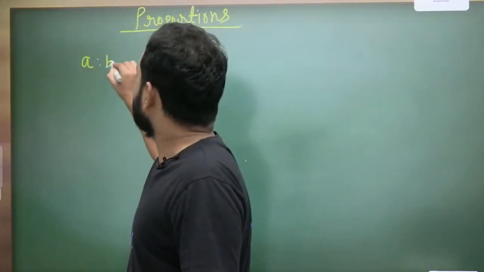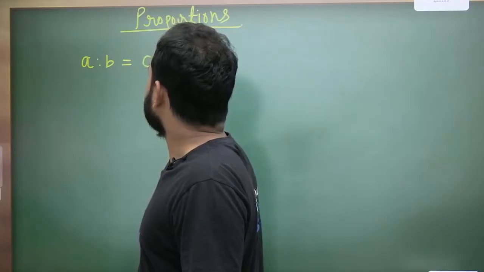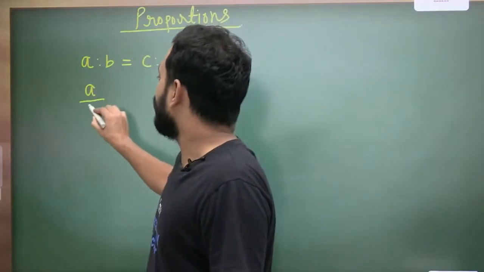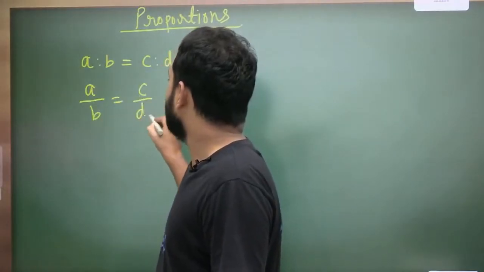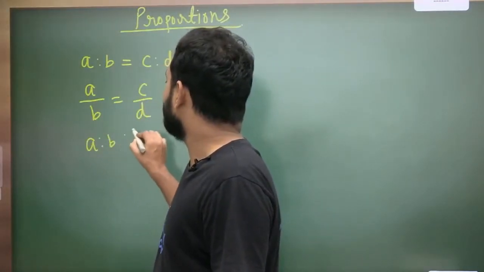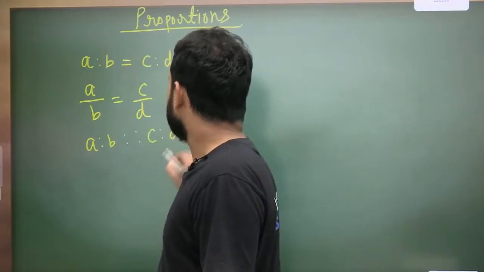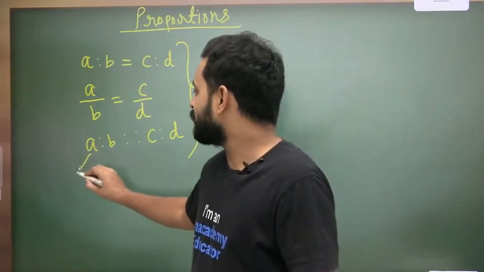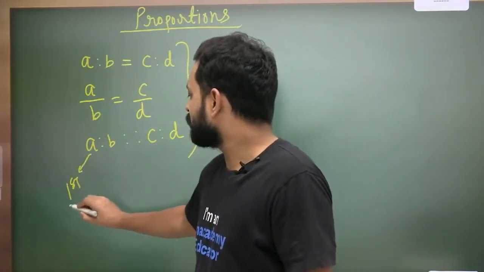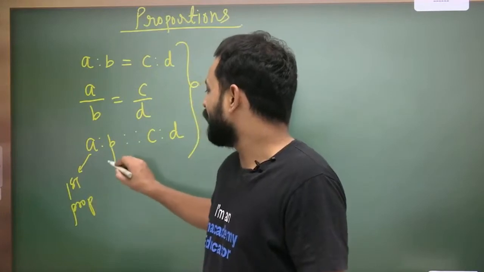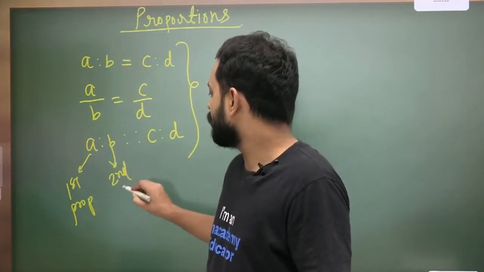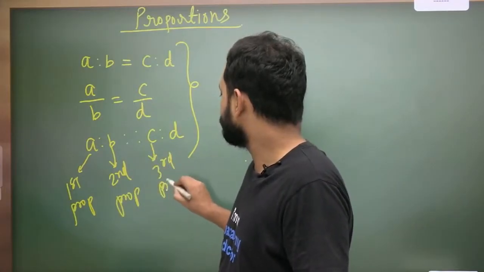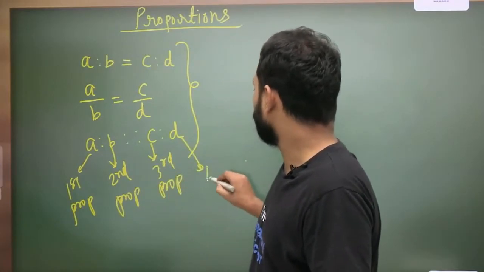A is to B is equal to C is to D, or A upon B is equal to C upon D, or A is to B is proportional to C is to D. So these are all notations of proportions, wherein A is called the first proportion, B is called the second proportion, C is called the third proportion, and D is called the fourth proportion.